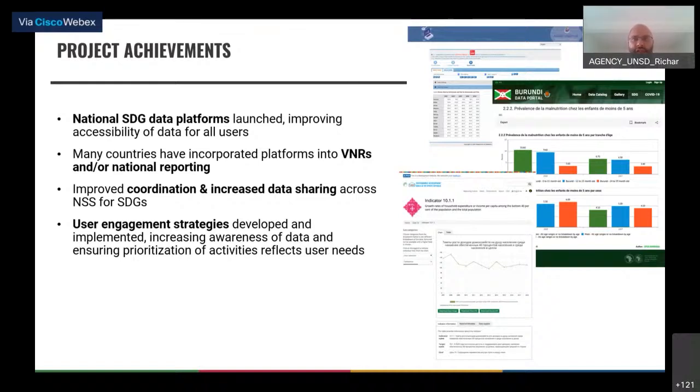In many countries, we've seen improved coordination and increased data sharing across the NSS for bringing together this SDG data. Project countries have also developed user engagement strategies to help identify the needs of different groups of users and ensure that they're reflected in activities and priorities.